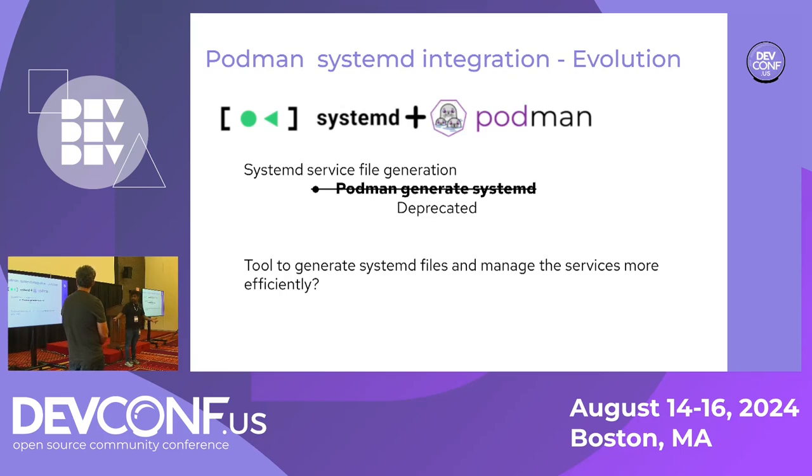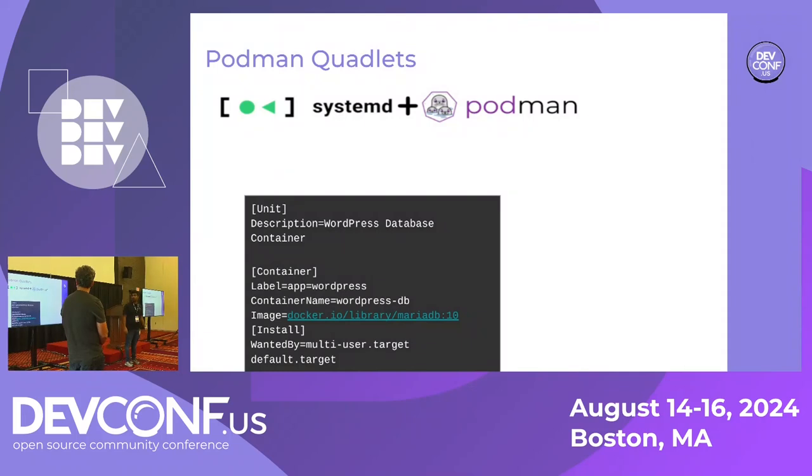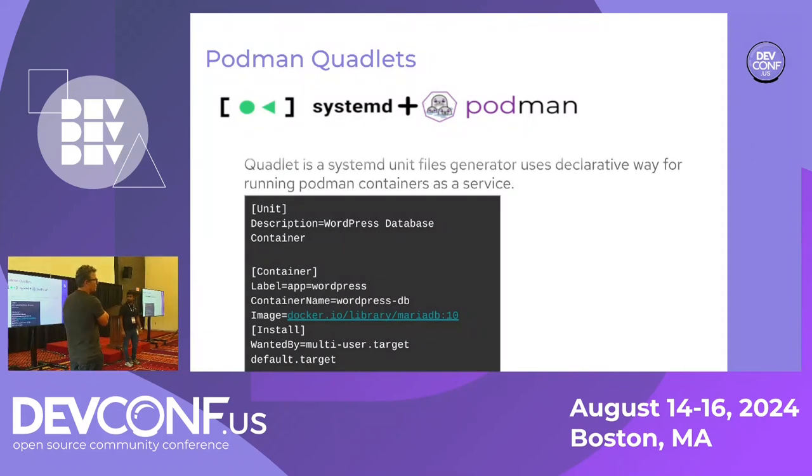And doing it in a more efficient way. And so he proposed it upstream, and so we have the tool now called Podman Quadlet. Yeah, and it was initially written in Python, and then once it was introduced to the community, it was converted to Go.